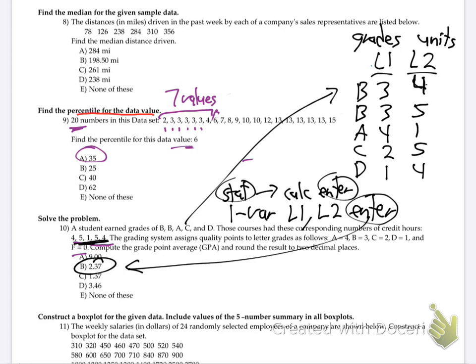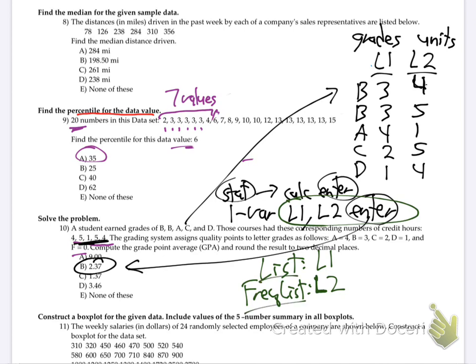That good? On some of the newer TIs, they show list and frequency list, don't they? And then you just put L1 and L2 that way. You don't do a comma. Mine's the older kind where you got to do the comma. So there's two kinds out there. So if yours says list and frequency list, put L1 and L2 in those two blanks. We good? That coming out? Getting 2.368, whatever. So you can calculate your GPA.